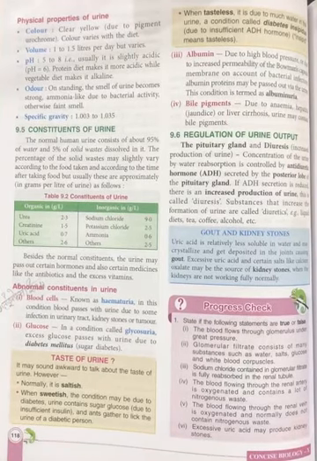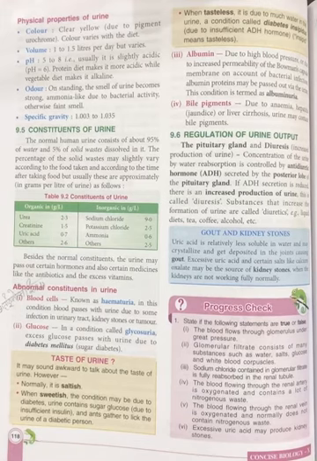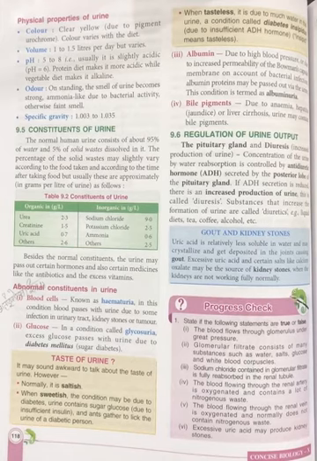Good morning, children. Today we are going to start with the topic regulation of urine output, page 118. The pituitary gland and diuresis increases the production of urine.